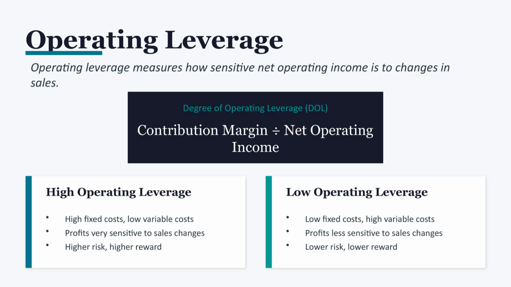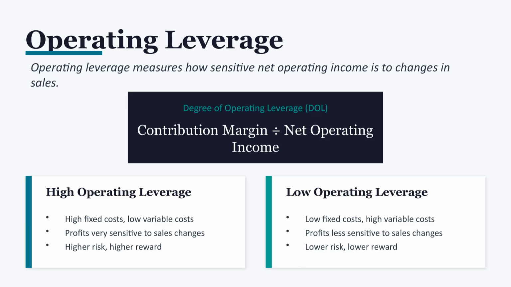A company with high fixed costs, like a factory with expensive equipment and salaried workers, has high operating leverage, meaning once you cover those fixed costs, almost every additional dollar of sales drops straight to profit. But if sales decline, those fixed costs don't go away and losses pile up quickly.